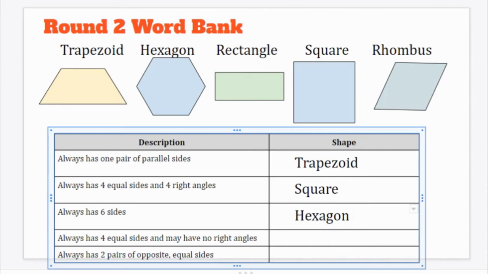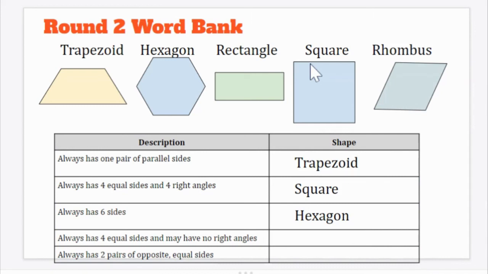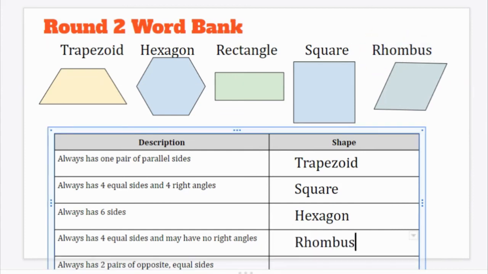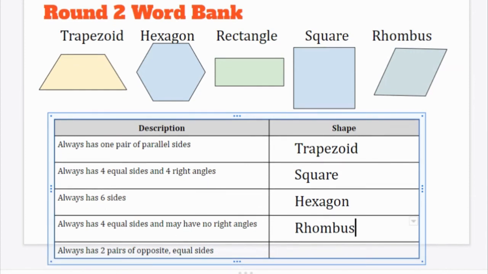Always has 4 equal sides and may have no right angles. So we already used square, and I know square has to have right angles, but they're talking about rhombus because remember, a square can be a rhombus, but just a rhombus isn't always a square. So my rhombus has 4 equal sides and doesn't always have to have right angles, so it's going to be a rhombus. So if I did this correctly, my last answer should tell me about rectangle. Let's see if it matches. Always has 2 pairs of opposite equal sides. Yes, a rectangle has that.